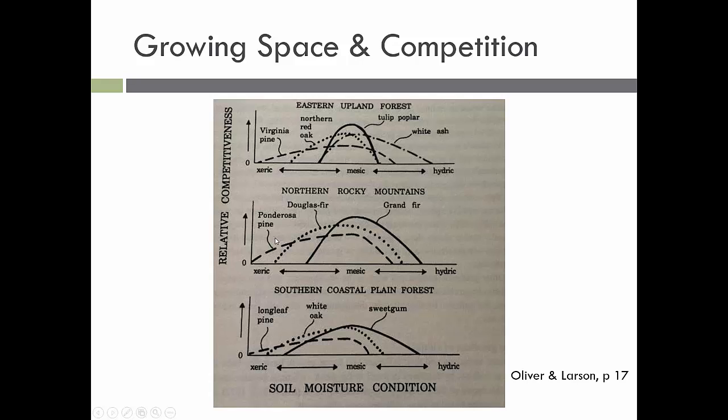We see ponderosa pine, again, does best on these mesic sites. We see, again, most species do best on these mesic sites, these ideal growing space areas. They want to be there. However, competition influences who's there.